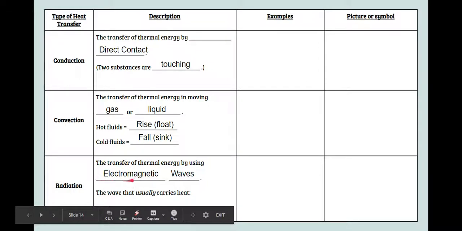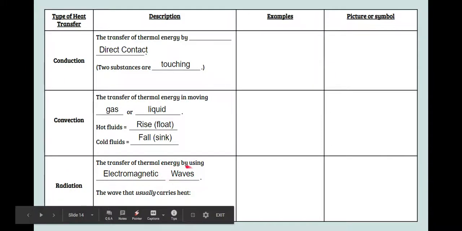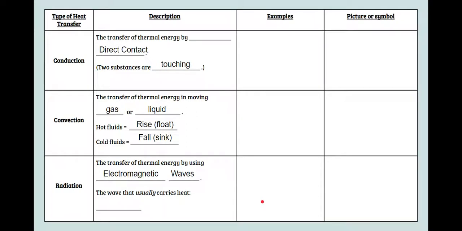Now, electromagnetic waves are something that we're going to learn a little bit more about as time goes on. So if you just remember the word waves, you're okay. But if you remember the word electromagnetic, good for you. And if you remember that infrared waves are the ones that usually carry heat, that's even better. The wave that usually carries heat is an electromagnetic wave called an infrared wave. Now, in the examples, we might see some examples of infrared waves that you're like, oh yeah, I know all about that.